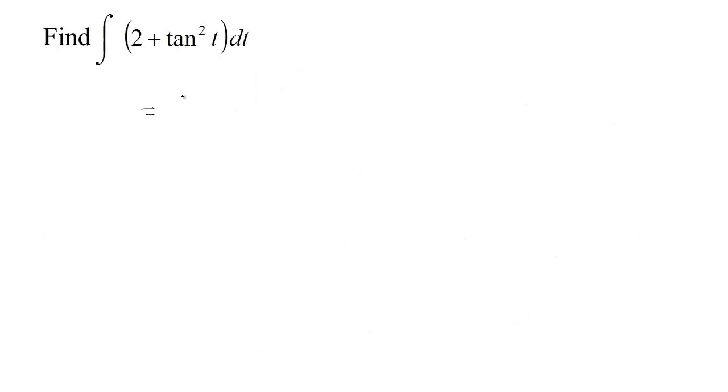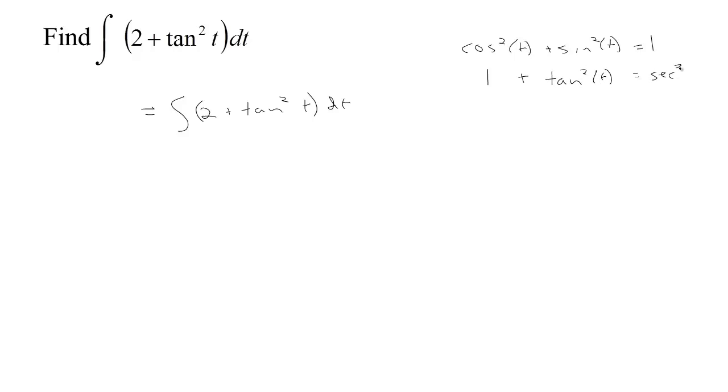One more here. The antiderivative of 2 plus the tangent squared of t. Uh-oh. I don't know anything whose derivative is the tangent squared. I do know something whose derivative is the secant squared, and I also know there's a Pythagorean identity, because cosine squared t plus sine squared t equals 1. If you divide both sides by cosine squared, you get 1 plus sine squared over cosine squared would be tangent squared t, and 1 over cosine squared would be secant squared t.